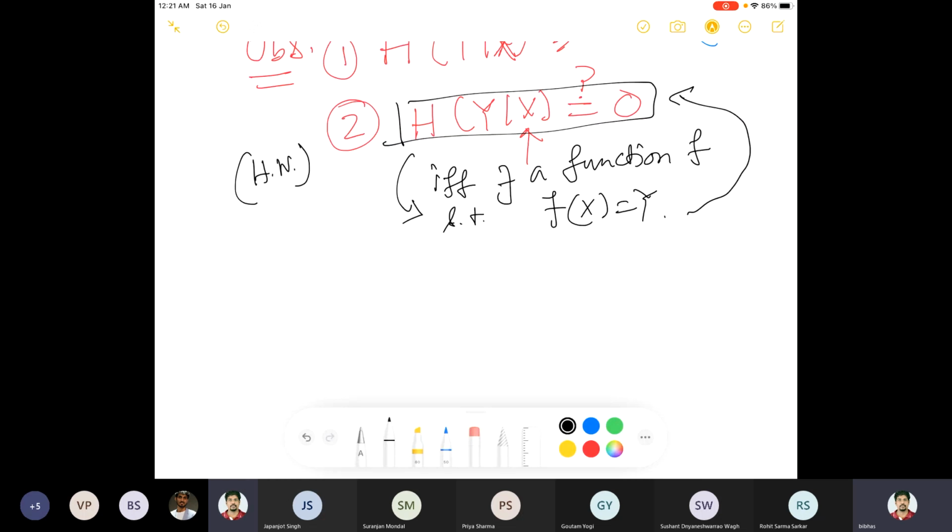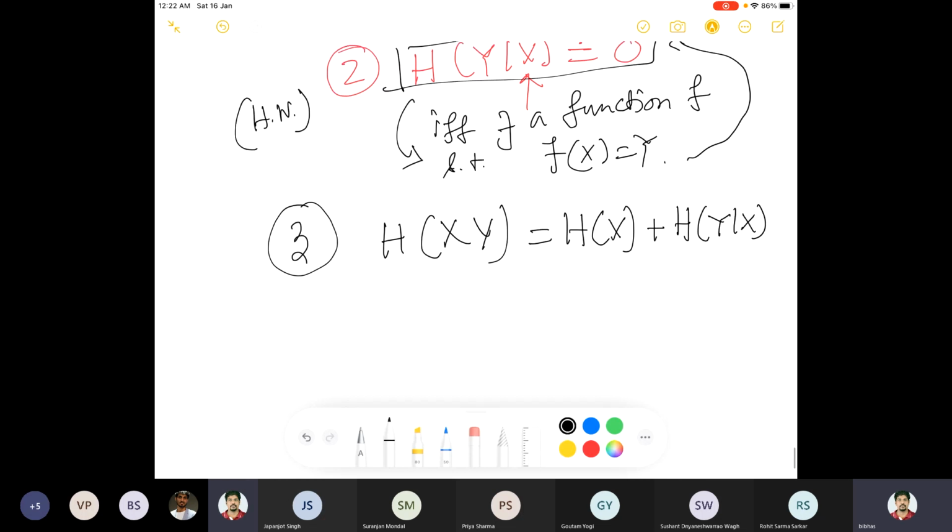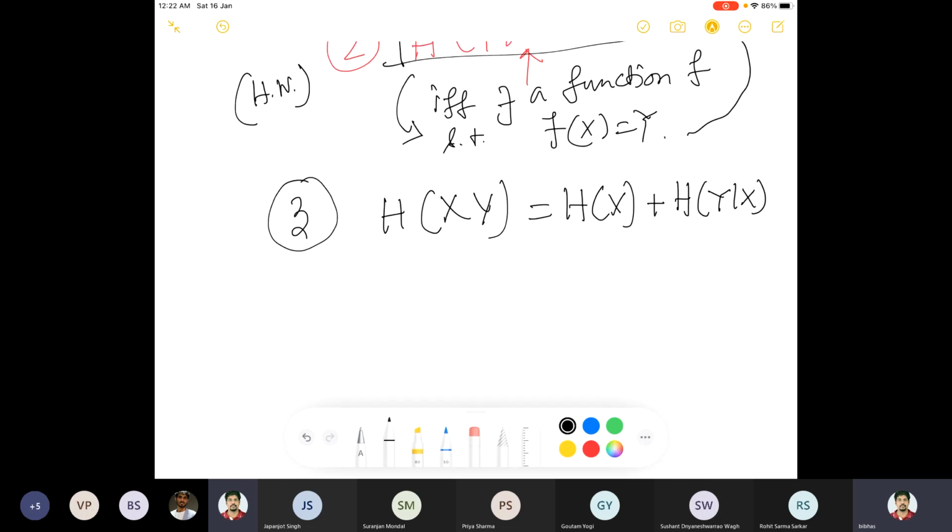Another thing which we proved yesterday is that H of (X, Y) is equal to H(X). Can you prove this, or can you interpret this in terms of the communication channel? We proved this because of the definition. Just use the definition of all these quantities, and this will follow. But what is the meaning of this?